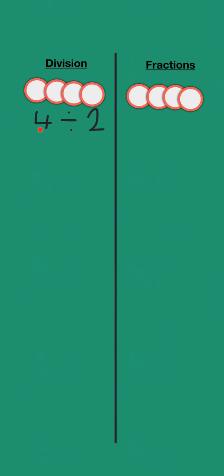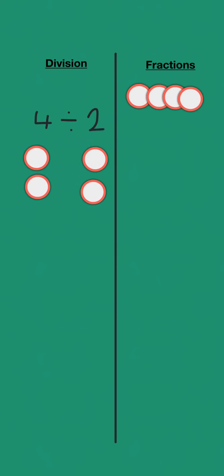So I've got 4, and I'm going to share my 4 counters into 2 equal groups. How many counters have I got in each group? Here's one of my groups, and here's the second group. I've got 2. So the answer is 2. Now if I look at this side, my fraction side, I've also got 4 counters. But this time I'm going to find 1/2 of 4.